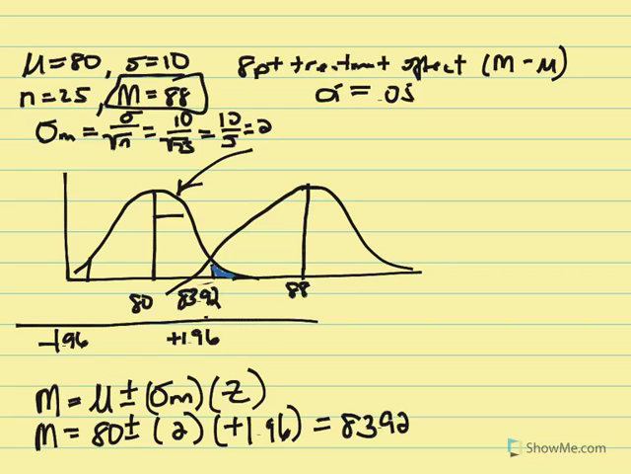Now we want to know, essentially, to calculate power, if this anticipated treatment effect of 8 points is true, we can set up a probability statement that says the following. What is the probability of obtaining a sample mean greater than 83.92 if there is a treatment effect? So now we're focusing on this second distribution. We're going to shade how this probability statement reads, and since it says greater than that value, we shade all to the right.